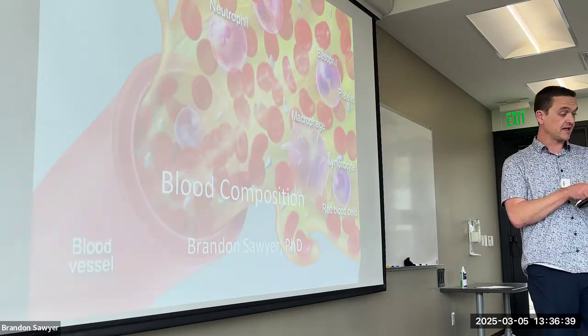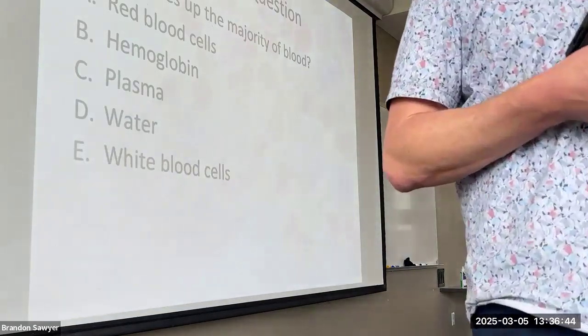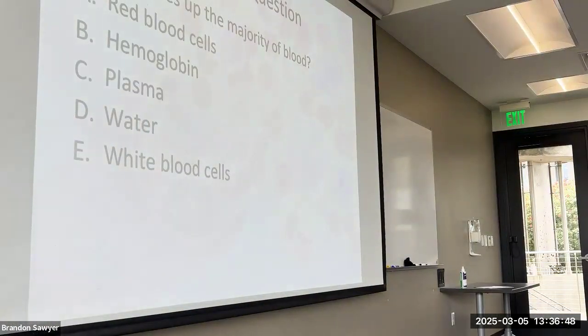So today is primarily kind of an anatomy of the blood, which is not something we think about having anatomy, but it does, right? So what are all the components of the blood? So let's start out with this question here.